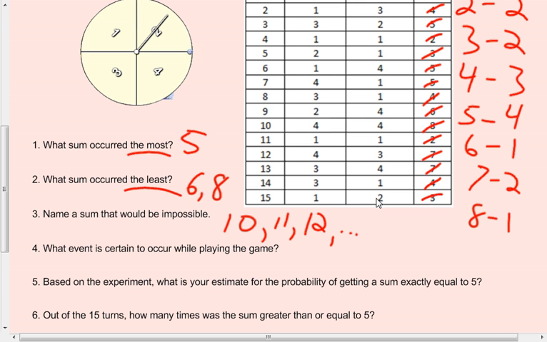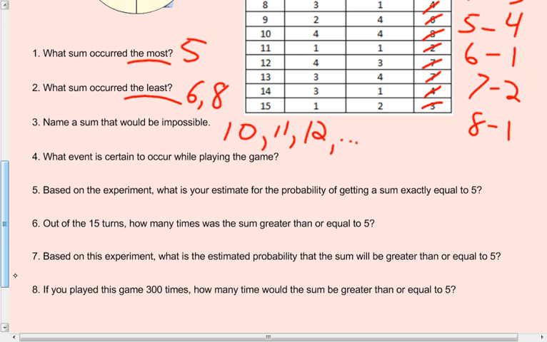So there's a lot of different numbers. A student might say, I can't spin 100. And they'd exactly be correct. You can't spin 100. Right? Question 4 says, what event is certain to occur while playing this game?